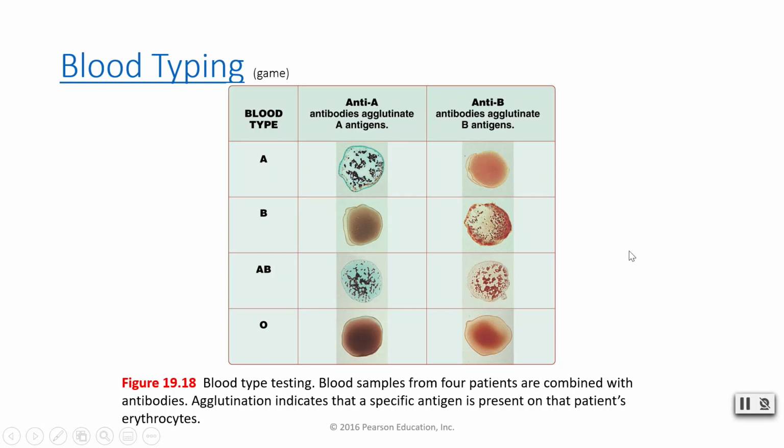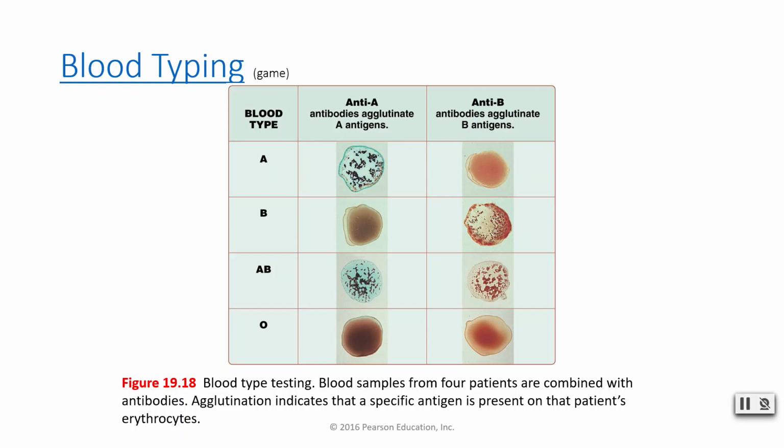Okay, so how do we figure out what blood type you have? Well, we do a blood typing. We test your blood. Now, put blood typing in that category of things that students always struggle with. They just always struggle with it.